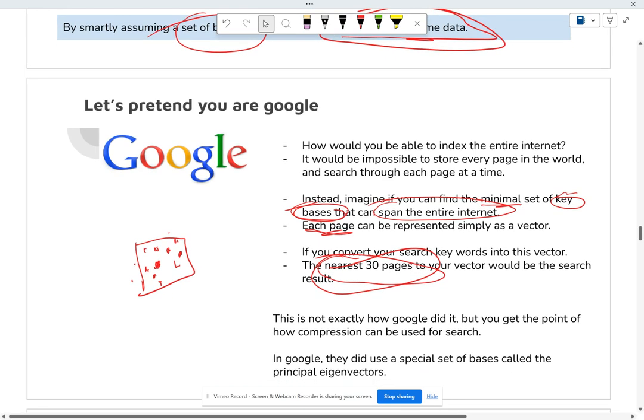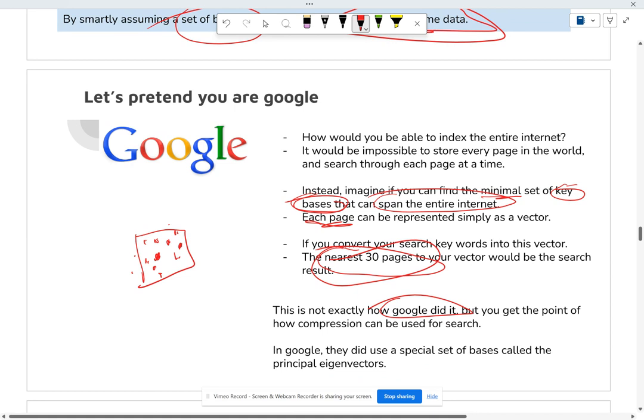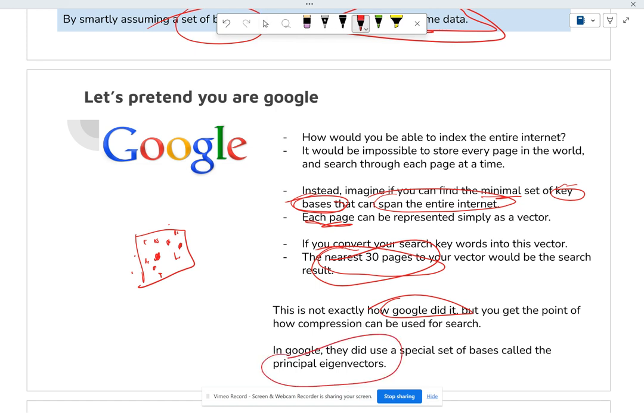Now, this is not exactly how Google did it, but you kind of get the point of how compression could be really useful. In Google, I do think they use a set of bases called the principal eigenvectors, but I never really read their algorithm. It's actually publicly available, but one day maybe I'll read it. But based on what I heard, I think they do use some kind of principal eigenvector idea somewhere in there.